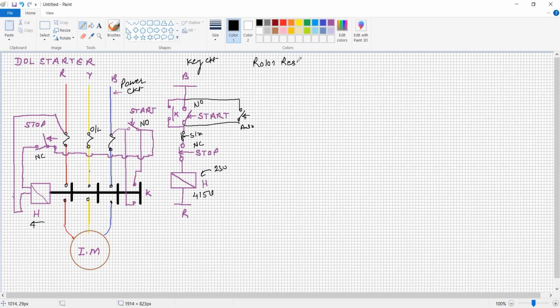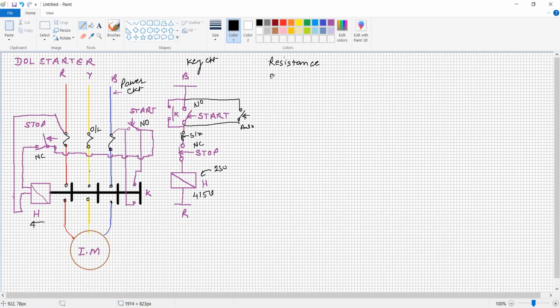Rotor resistance starter is nothing but the slip ring induction motor, as we have already taken. So instead of that, we will only take the resistance starter. But the resistance starter is not used because there is continuously a power loss in the circuit.